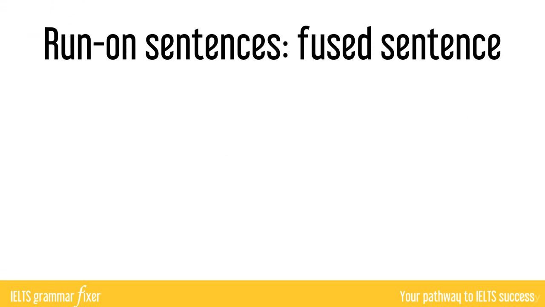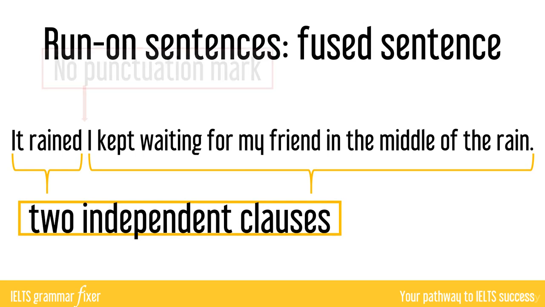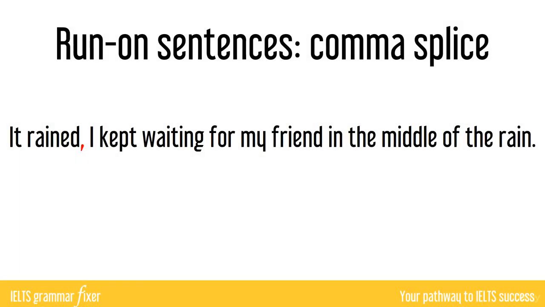Have a look at this first example. It rained. I kept waiting for my friend in the middle of the rain. This is a fused sentence as the two independent clauses are connected incorrectly into one sentence without a proper punctuation mark. Look at this second example. It rained, I kept waiting for my friend in the middle of the rain. This is a comma splice. The two sentences are joined improperly only with a comma.